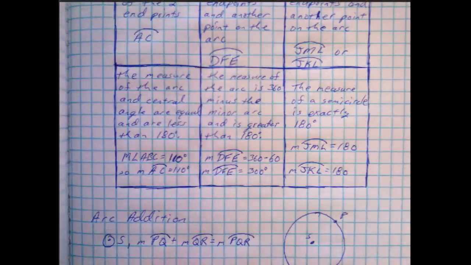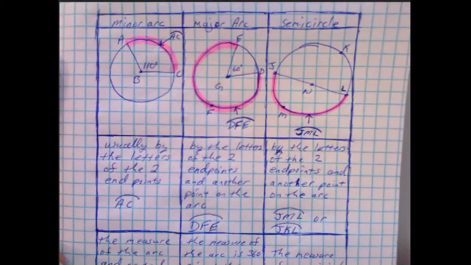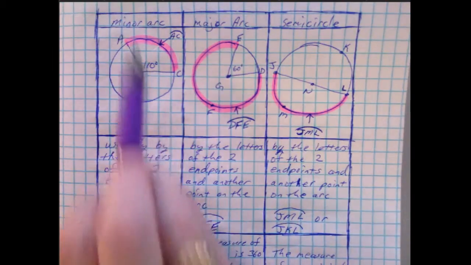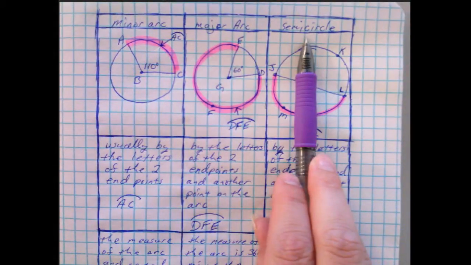Alright, so this next piece is a big chart. Now, this chart is really important, so please do take the time to make sure that you have all of it. So I'm going to go through these one piece at a time. And like I said, you can pause it if you need to, so that you can get all of the pieces, because I am going to move through it pretty quickly. So we have 3 different types of arcs. We have what's called a minor arc, a major arc, and a semicircle.